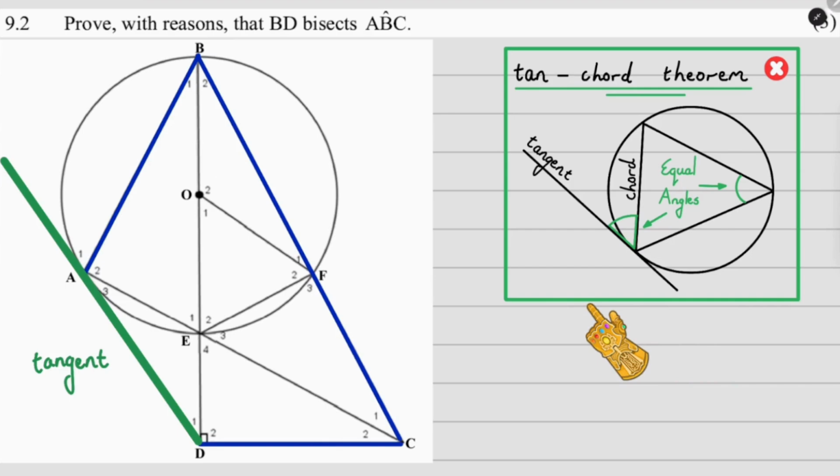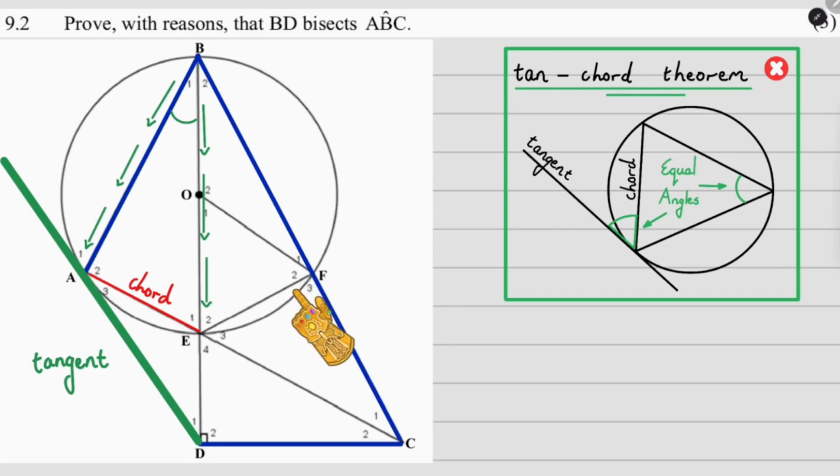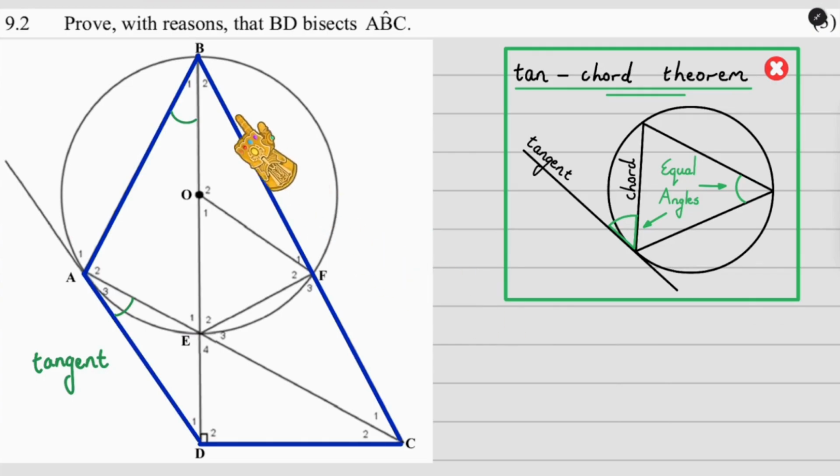And earlier on, the question told us that this line DA is a tangent, and I somehow want to tie in angle B1 to that. So if I follow the angle B1 down to its chord, it takes me to chord AE. So the angle between the tangent and the chord, so A3, will be equal to B1. And now I somehow need to prove that B2 is also a green angle.